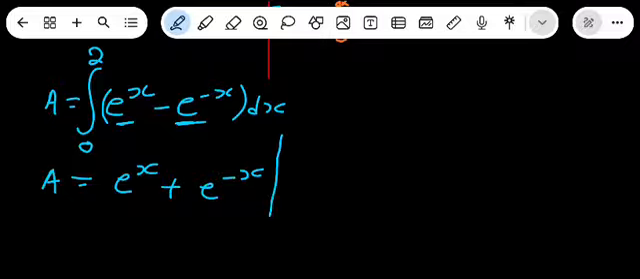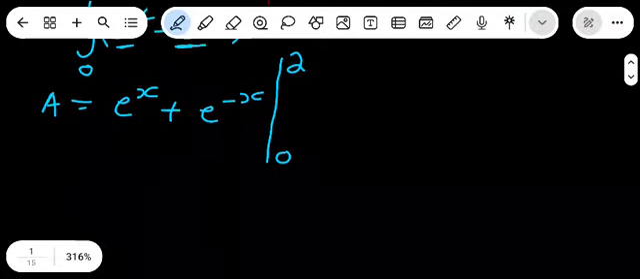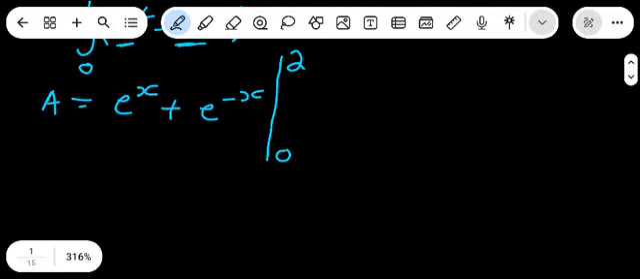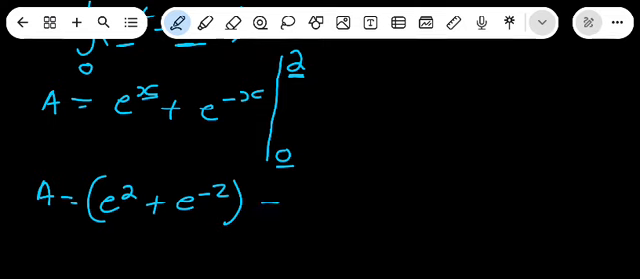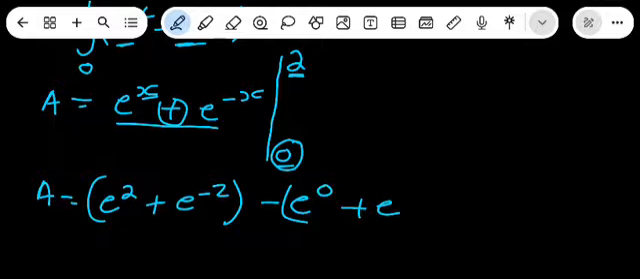This is evaluated from 0 up to 2. That is when we'll find the area. So we'll have the upper limit and the lower limit. Our area will take e, where you see x, you replace the upper limit 2, plus e to the minus 2. Subtract now the same thing with the lower limit, which is 0: e to the 0 plus e to the minus 0 again.